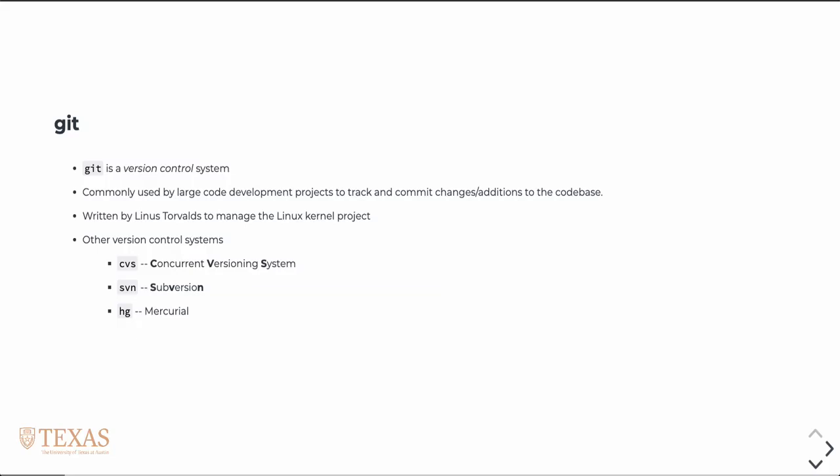So a little bit about the history of version control, or the difference between central version control and what we call distributed version control. Git is a distributed version control tool, as is Mercurial, although Git is far more popular.